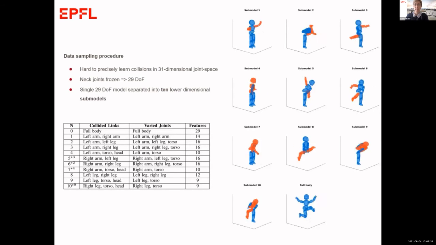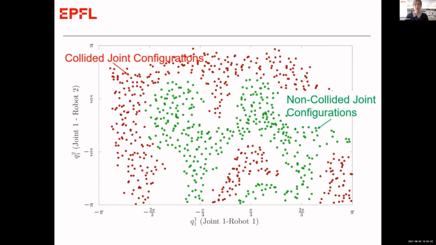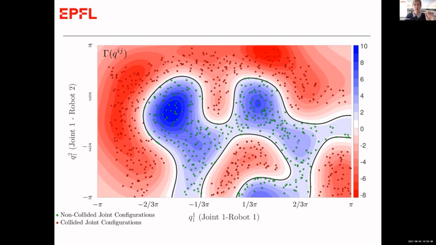So we sample all of these postures, and then we sample all the collided motions and the non-collided motions. And this is where machine learning comes in. You can learn a representation. Imagine that the green represents the non-collided joint configurations and the red represents the collided joint configurations. Of course, this is a slice, you're in 29 dimensions, you cannot visualize that. What you can do is to learn this gamma function, which is represented here. You can have a closed form representation.